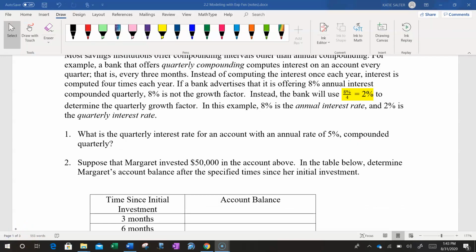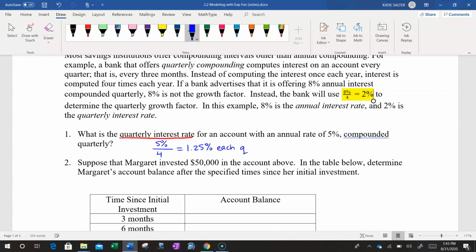What is the quarterly interest rate for an account with an annual rate of 5% compounded quarterly? All right, so again, in this case, it is saying quarterly interest rate. They're going to compound it quarterly. So what we're going to do is we're going to take that 5%, we're going to divide it by 4 because there's 4 quarters in a year, and that means that we would get 1.25% each quarter throughout the year. So that way, when we finish the year, we got our total 5%.